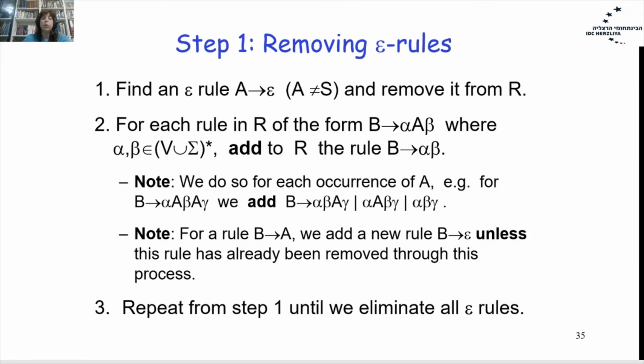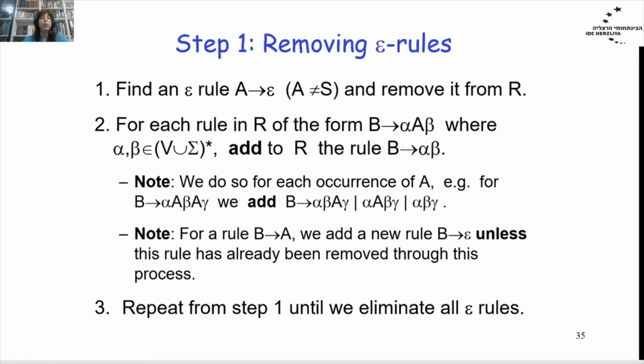So, if we have A at the right hand side several times, we add several new rules. For example, if we had the rule B derives alpha A beta A gamma, we add to the original rule a new rule where we eliminated the first A: alpha beta A gamma. Then we eliminate the second A and we will have the rule alpha A beta gamma, and then we will delete both A's, and we will have a new rule alpha beta gamma.